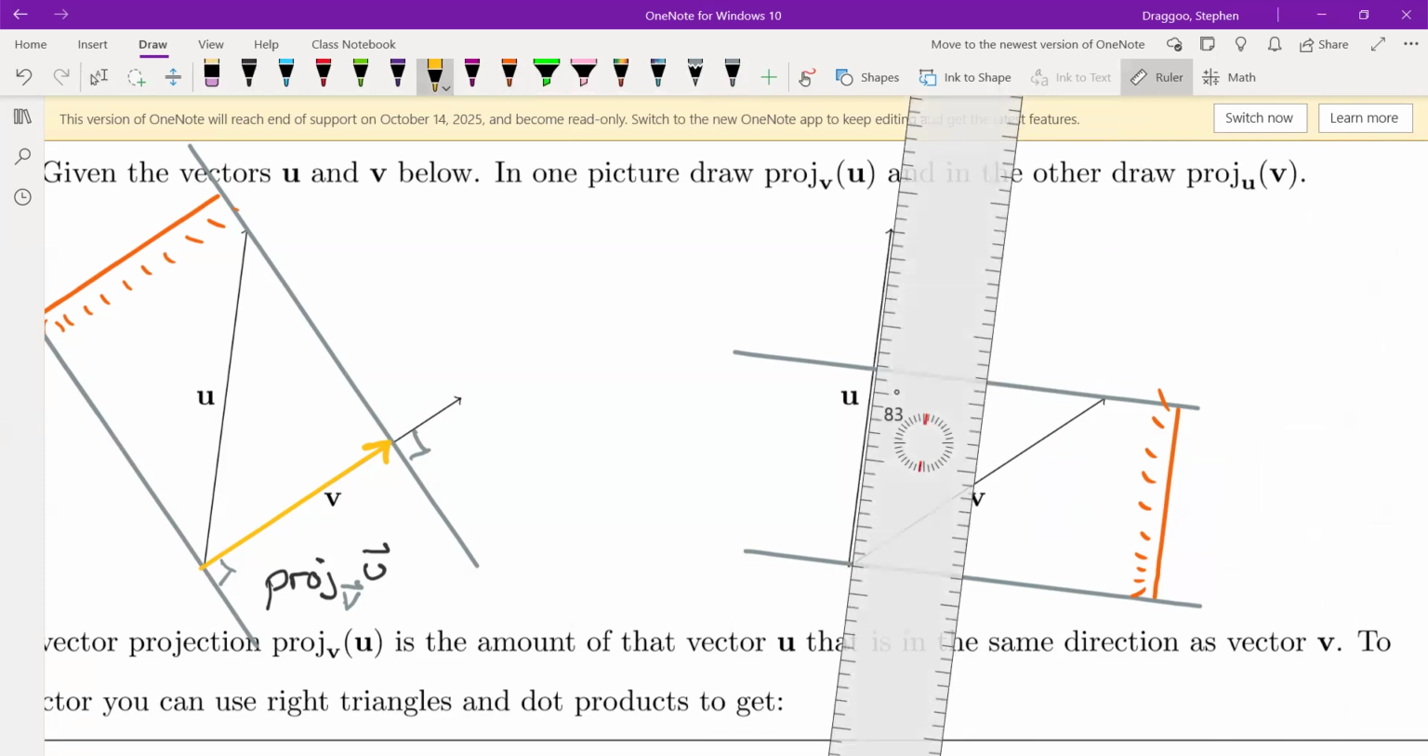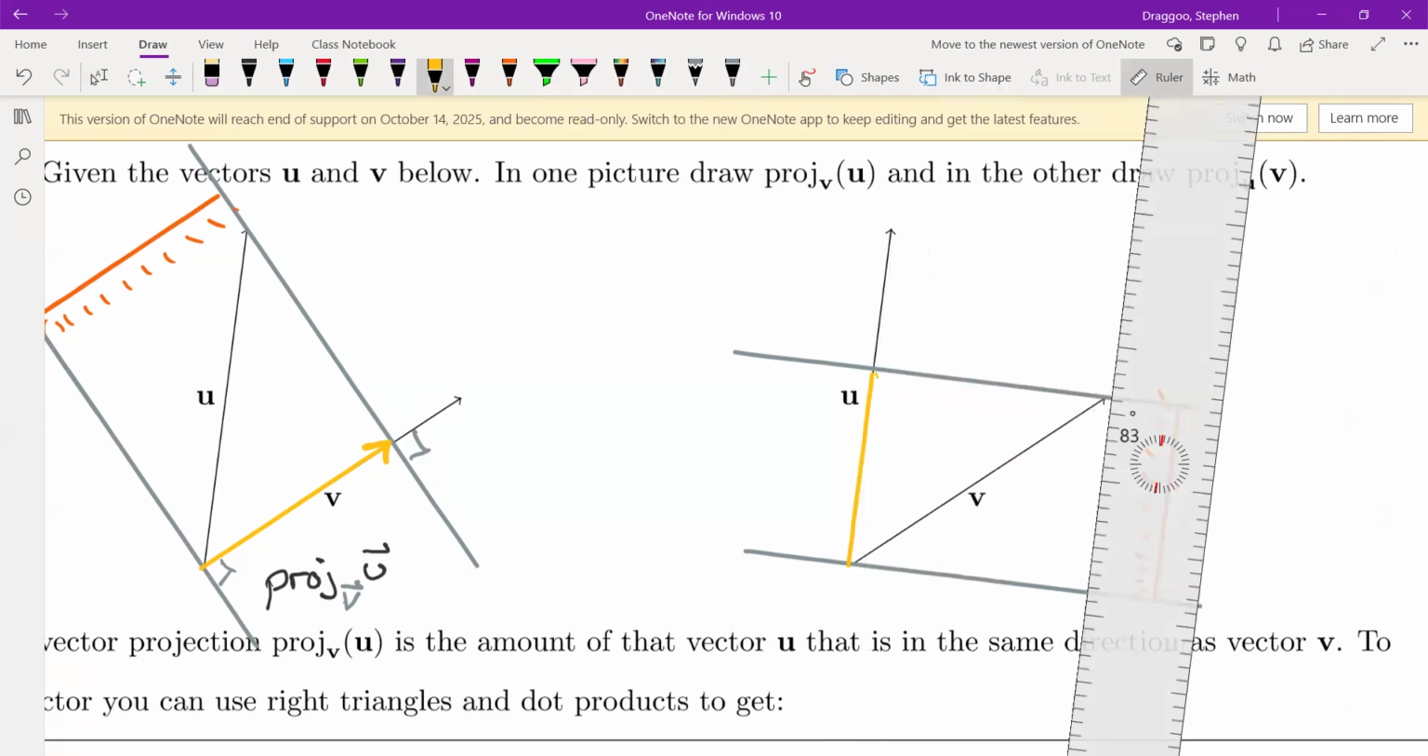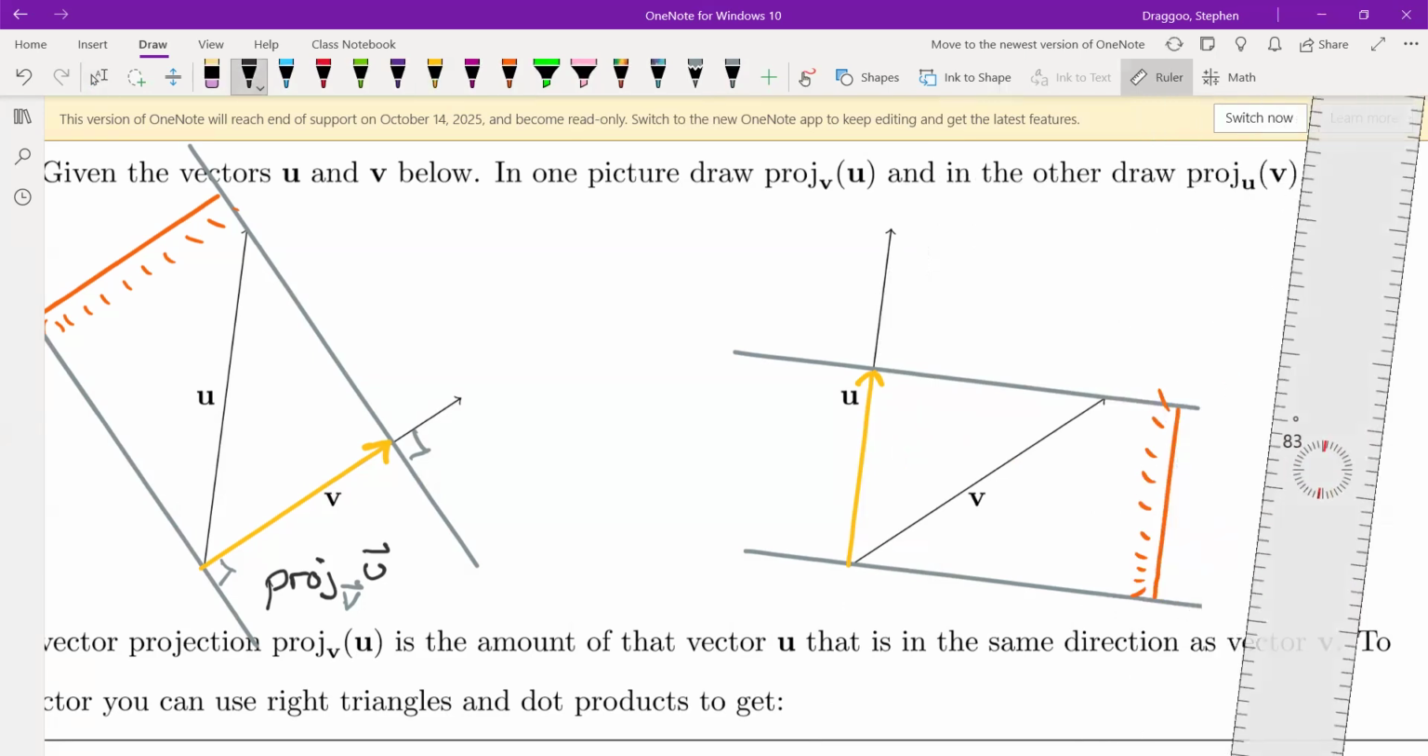So my projection ought to be that guy right there. That's my projection of V onto U. Projection of V onto U.